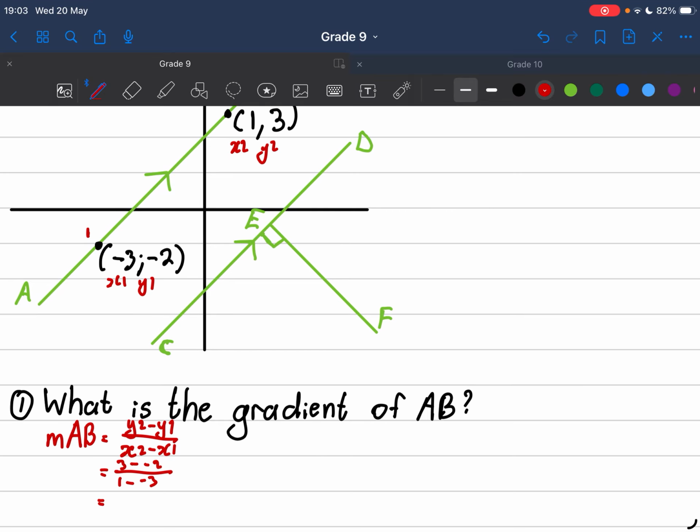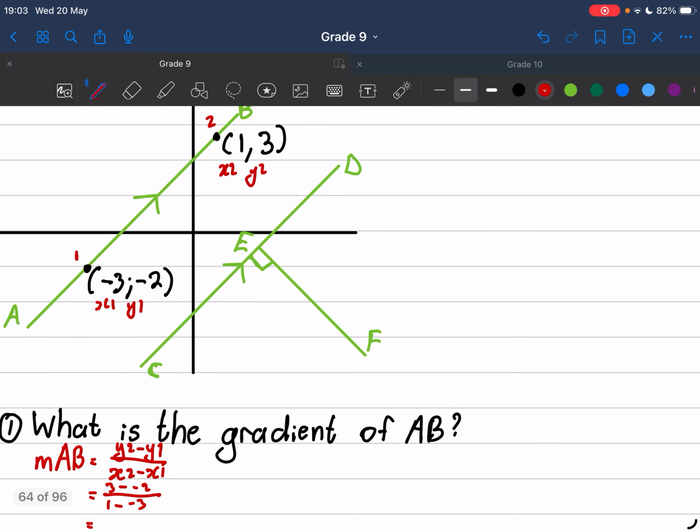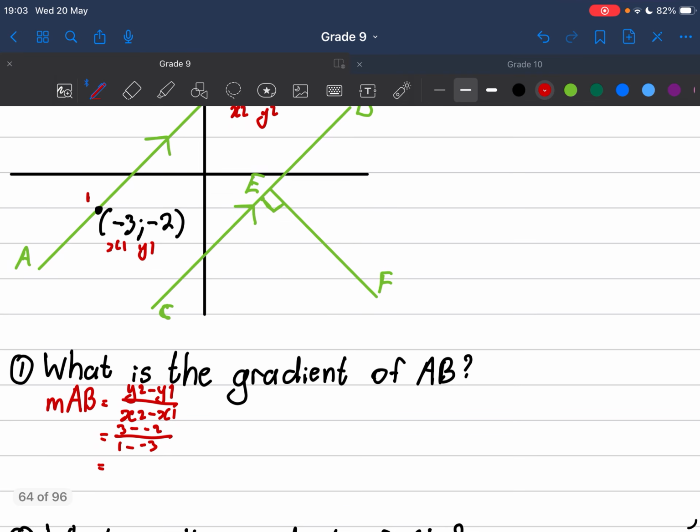You can then go ahead and solve that. You should get 5 over 4 as your gradient for AB. So your gradient for AB is 5 over 4.